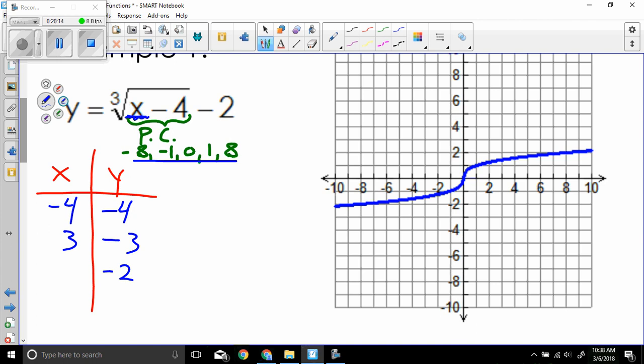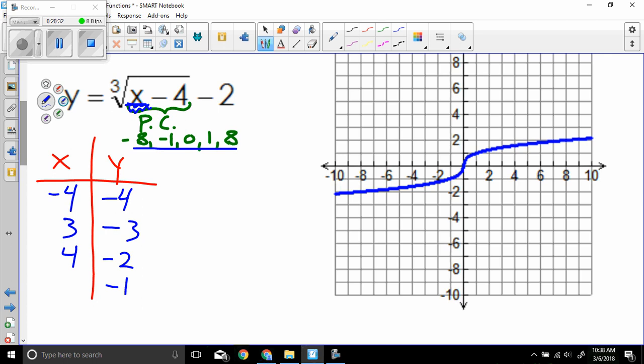Well, let's see. What do you have to plug in for x to get 0? Well, I'd have to put in a 4. 4 minus 4 is 0. Cube root of 0 is 0. Minus 2 is, oh, look at that, negative 2. Let's keep with the logic. Oh, well, maybe this one will be negative 1. What do I have to plug in for x to subtract 4 to give me 1? Well, that's 5. 5 minus 4 is 1. Cube root of 1 is 1. Minus 2 is negative 1. Finally, what do I need to put in, again, for x here, so that I get out this 8? Well, that's going to be a 12.